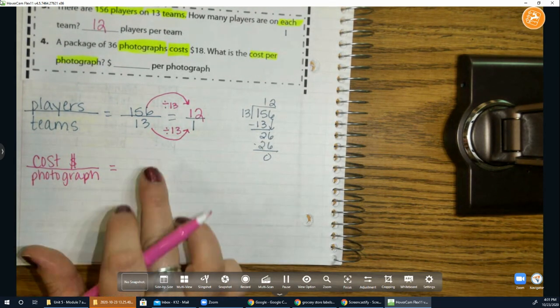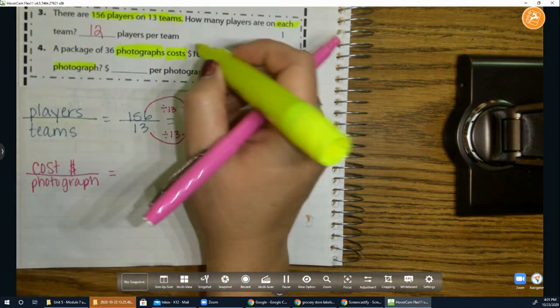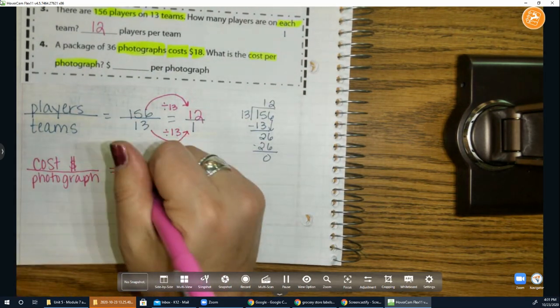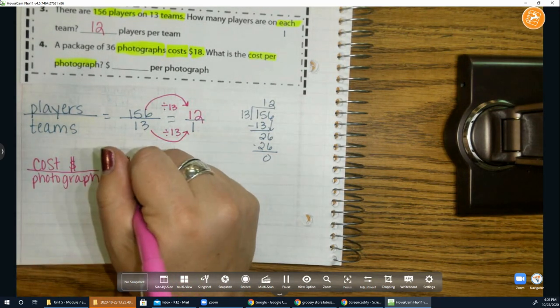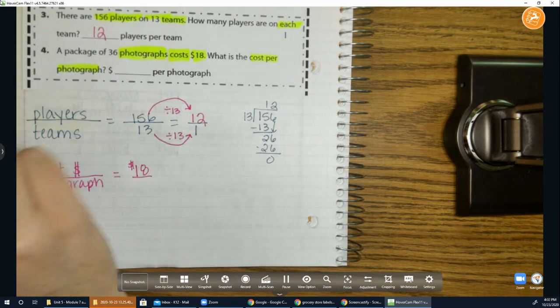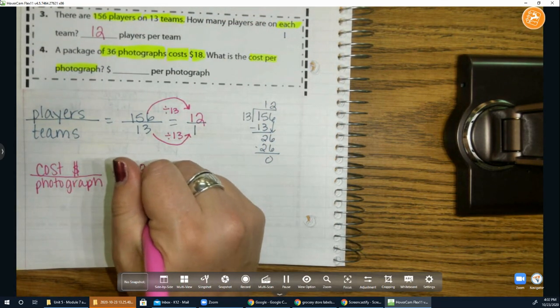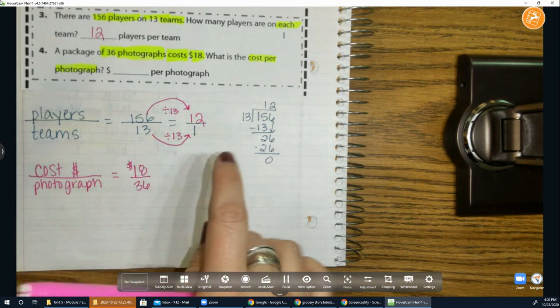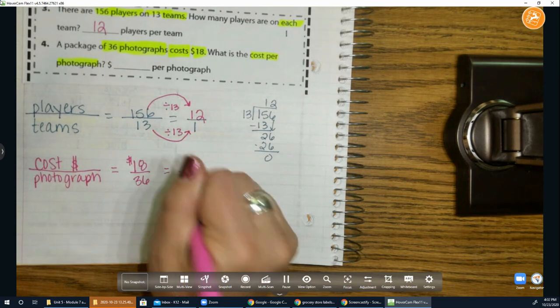So let's look for information. So cost, I'm looking for something with cost. Oh, $18, that's talking about money. That's a cost, that's why I'm putting it on top. So I have $18. Photographs. Oh, 36 photos. There's that number that represents photos. So 36 photos. Now I need per photograph. So per, I need to get to 1 photo.